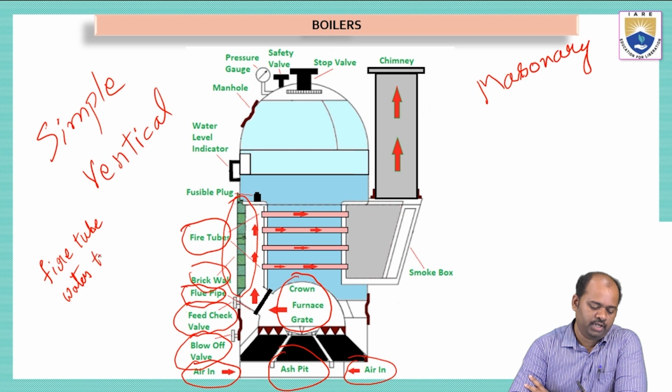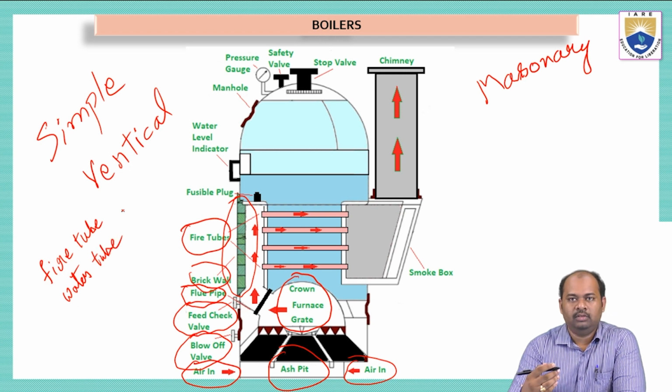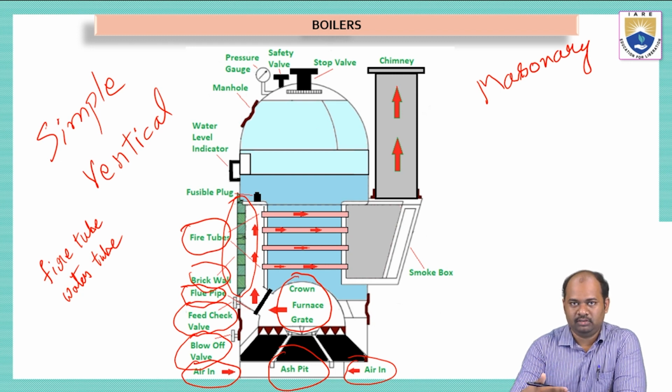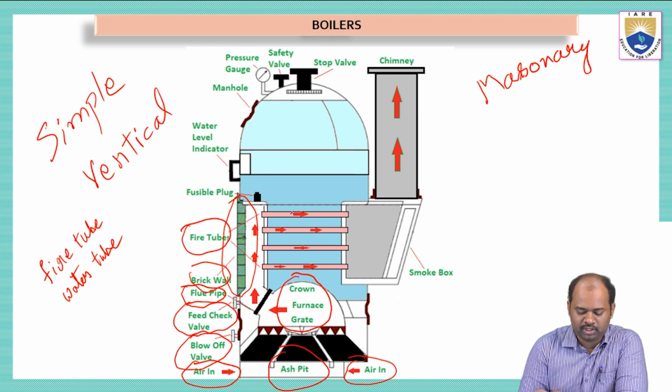So in a fire tube boiler, the hot gas coming out of the combustion will be entering into the pipes, and these pipes are placed inside the water. Like inside the water tank, these pipes are arranged, just like we can see in this picture.